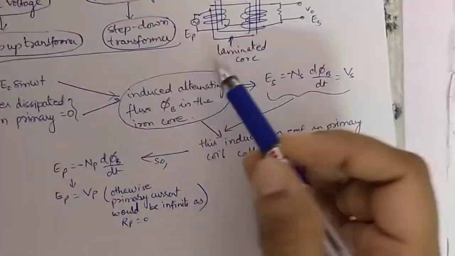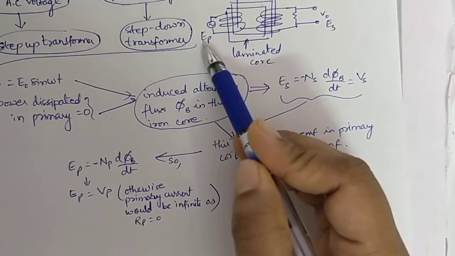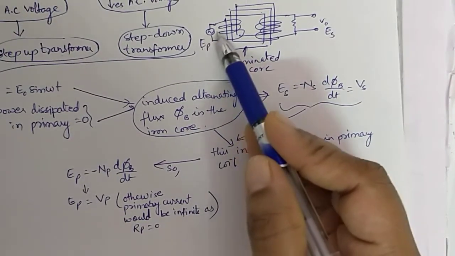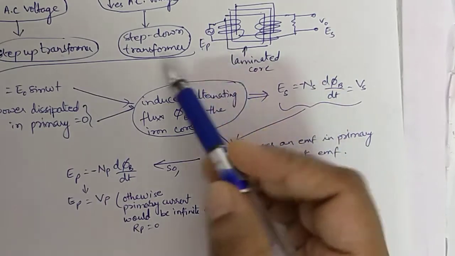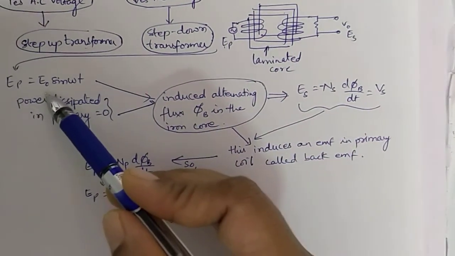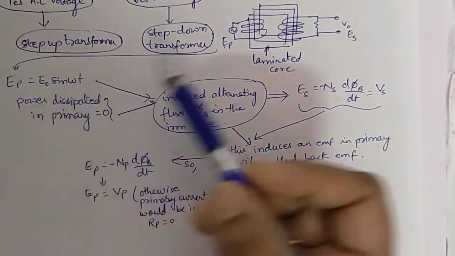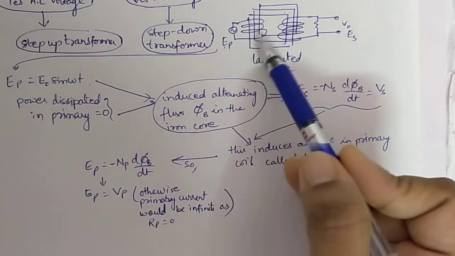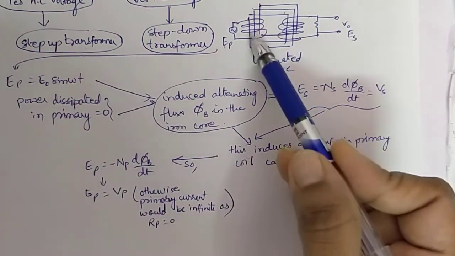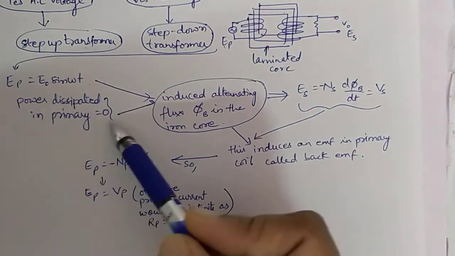Okay, children. So now here is the EP. EP is, suppose, the alternating EMF which we are giving to the primary coil. So EP can be written as EP naught sin omega t. Now if it is an ideal inductor, then the resistance in this will be 0, and the power dissipated in the primary coil will be 0.